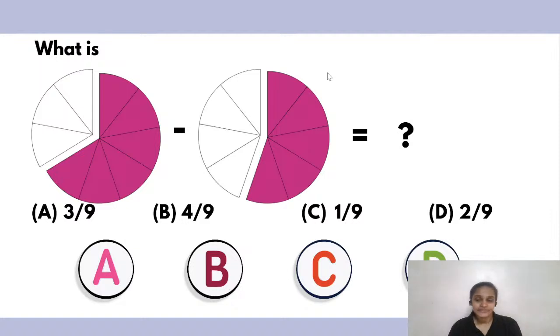So let's see what's the answer. Once again, we'll put this picture representation in the form of a fraction. We have 1, 2, 3, 4, 5, 6, 7, 8, 9. So my denominator is 9. How many are shaded? 1, 2, 3, 4, 5, 6. So I put 6 as the numerator. Again, here the denominator is 9, and 1, 2, 3, 4, 5. So 5 is my numerator.